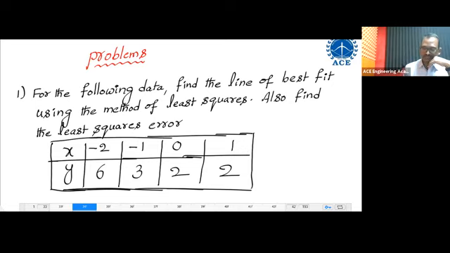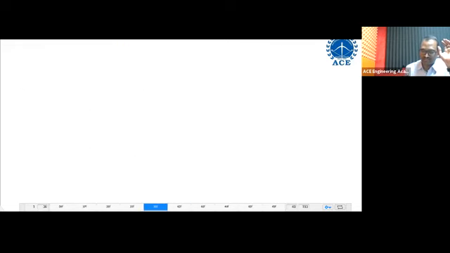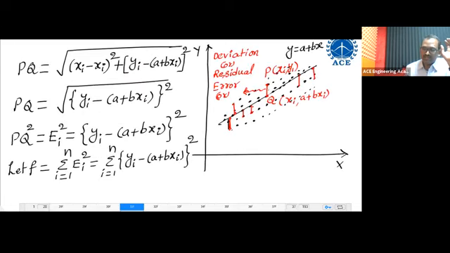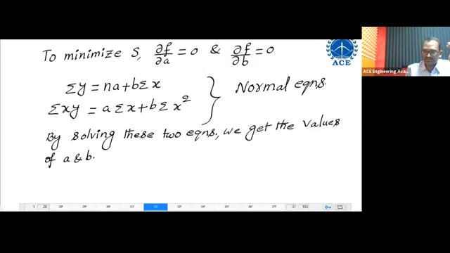So what are the normal equations? You are asked to find, for the following data, the line of best fit. Listen to me. The line of best fit is y is equal to a plus bx. To get the values of a and b, you have to use normal equations.